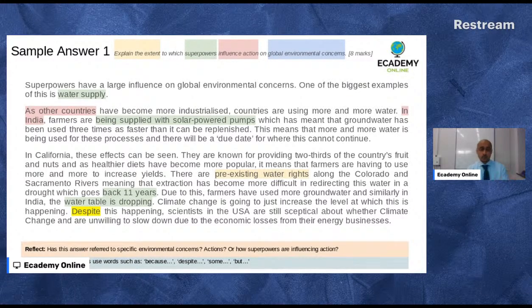Now, the second paragraph moves on to talking about water management in California, which is based within the superpower. It would have been nice for the candidate to establish the fact that this is what they're talking about and this is what they want to be given the marks for, okay?